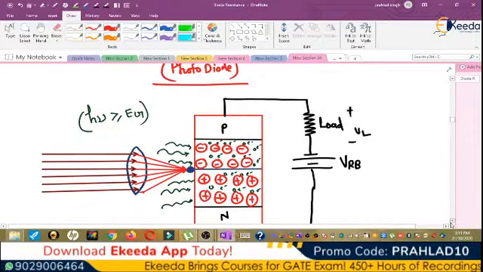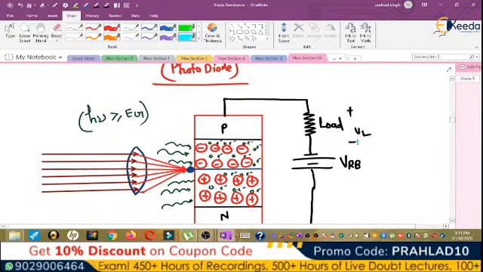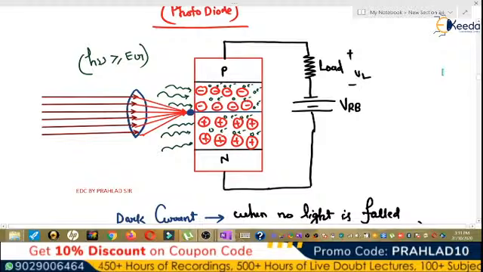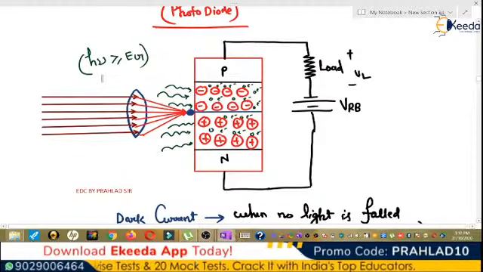Now we talk about the photodiode. What is a photodiode? When a normal diode is reverse biased, its depletion layer width increases, and when we focus the light by using a focusing lens, the light photon has energy h nu.